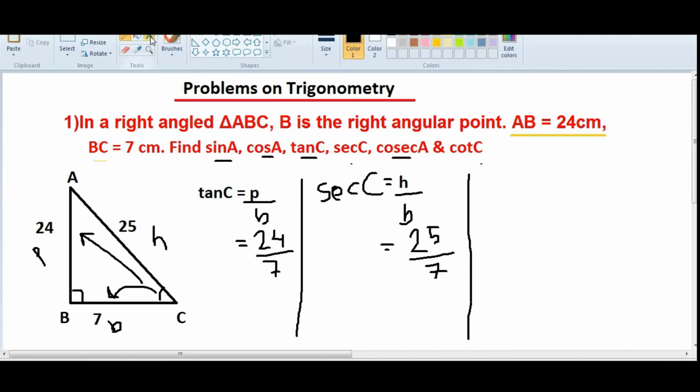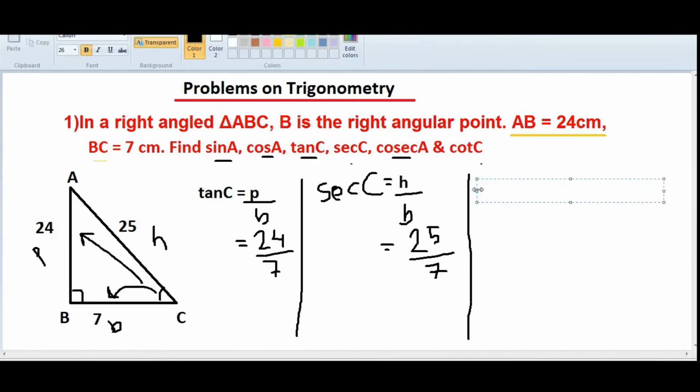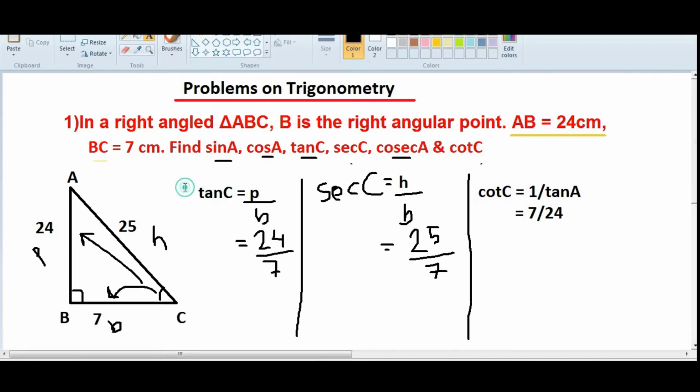Last one, that is cot C. We can find the value of cot using the conventional method, that is base by perpendicular, but we all know that cot and tan are basically reciprocal to each other. So we will use this formula because we have already found the value of tan, and that is 24 by 7. So its reciprocal will be 7 by 24. So that is our answer.